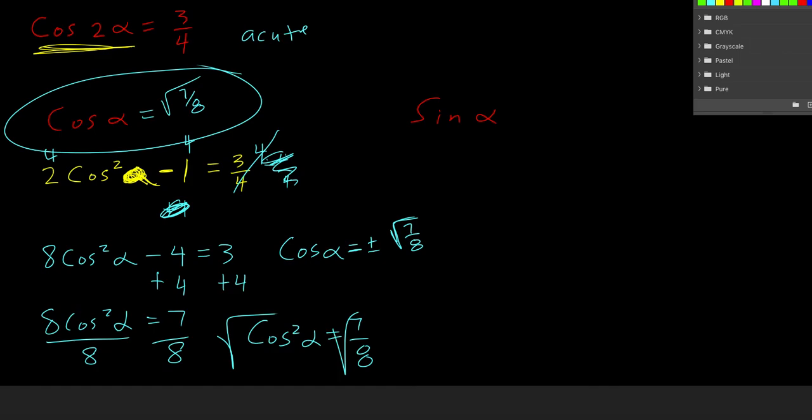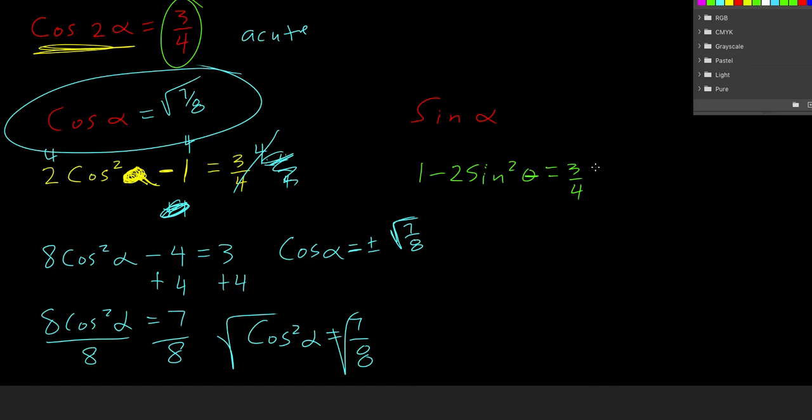Okay. Now we're going to go through a similar process on this, but we're going to use the cosine double angle formula that only involves sine. And so that one is 1 minus 2 sine squared theta. And we're going to once again set it equal to 3/4.